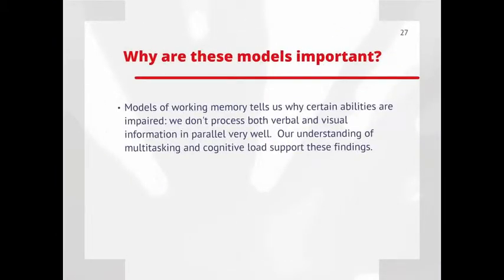So why are all of these models of memory and attention important? Well, because the models of working memory tell us why certain abilities are impaired, right? In the Stroop effect, we can't process both verbal and visual information in parallel very well, right? And when we talk about multitasking and the cognitive load that's incurred by human-computer systems, we can understand and support these findings, right?